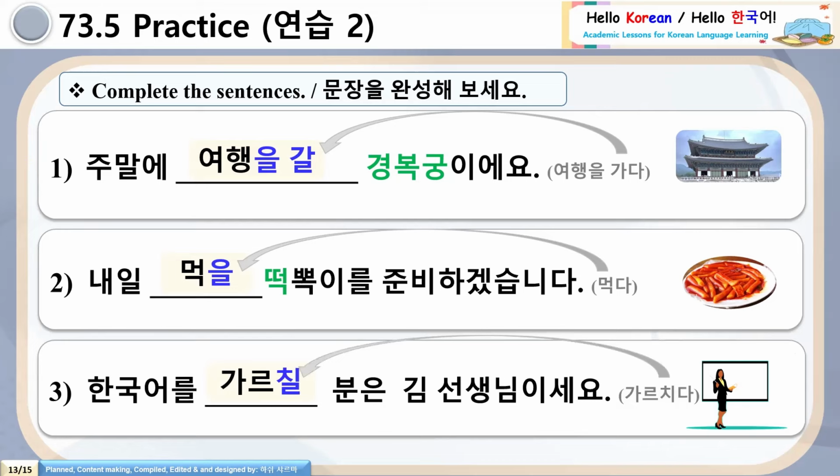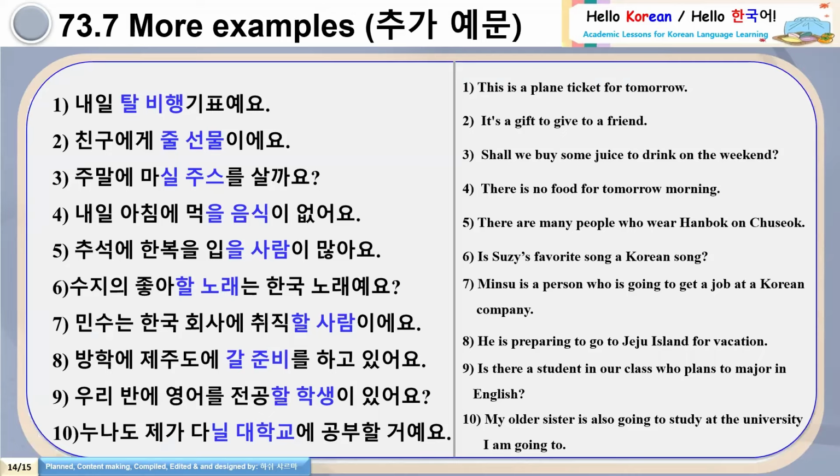So now we hope you have a clear idea and confidence to use this grammar. It's time to do some practice. I will read, you have to repeat with me. Let's start with number 1. Neil thal piengi pyo yeyo. Number 2. Chingu ege chul sonmul iyeyo. Okay, number 2 once again. Chingu ege chul sonmuriyeyo.